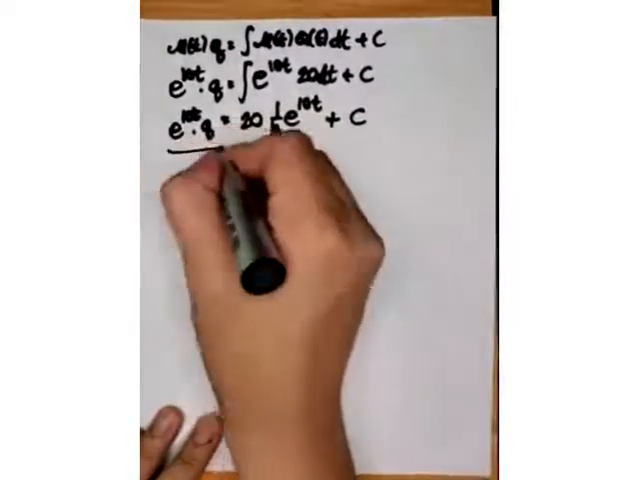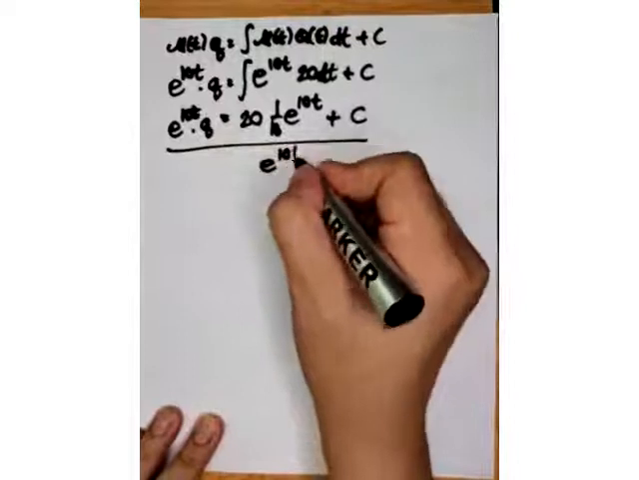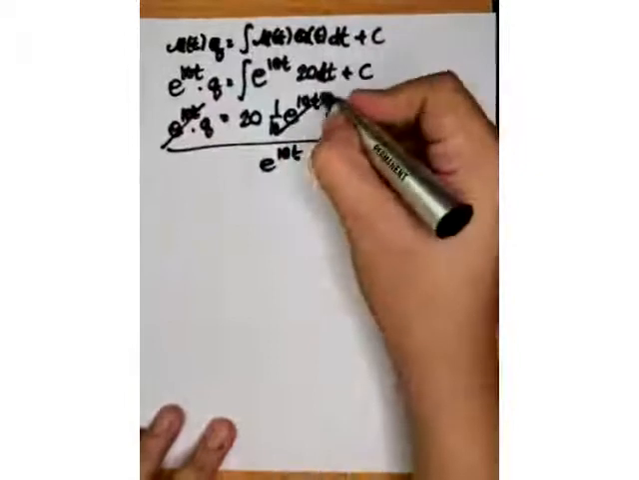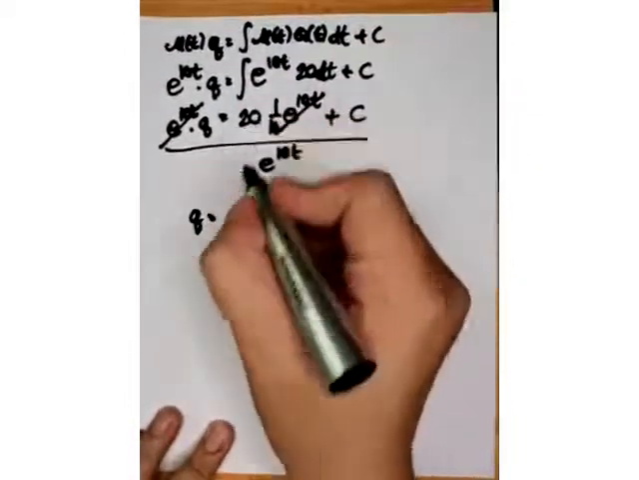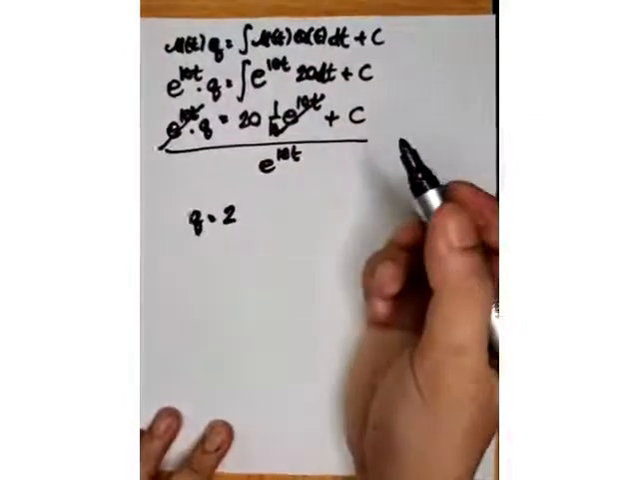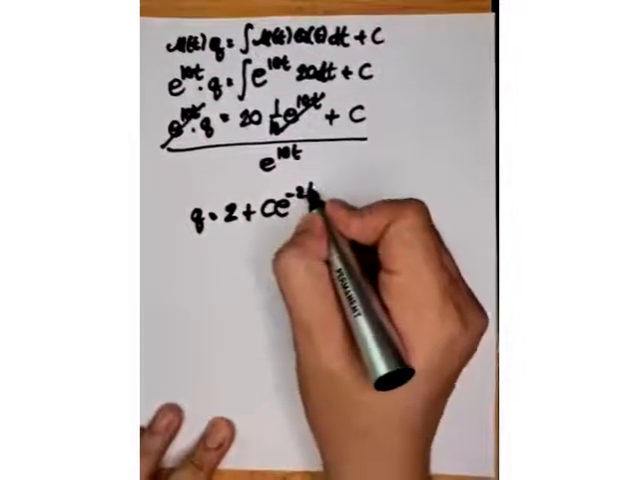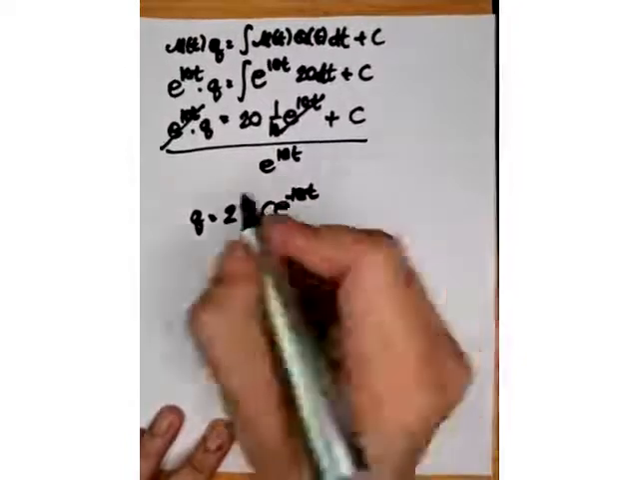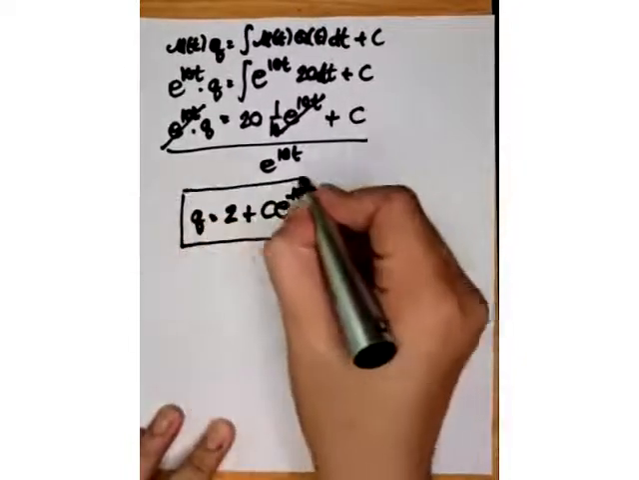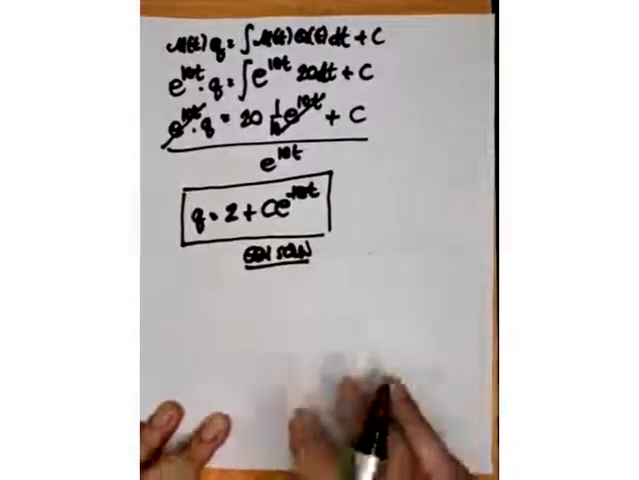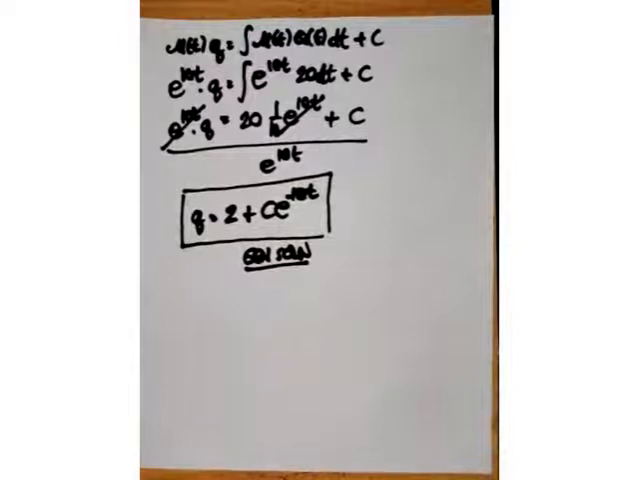Okay. And let's divide this by e raised to 10t. Kasi kailangan lang natin siya in terms of q para mawala ito. So mawawala din ito. So q then is equal to 20 over 10 is 2 plus c e raised to negative 10t. Okay, so this is our general solution. Ayan. So q is equal to 2 plus c e raised to negative 10t.